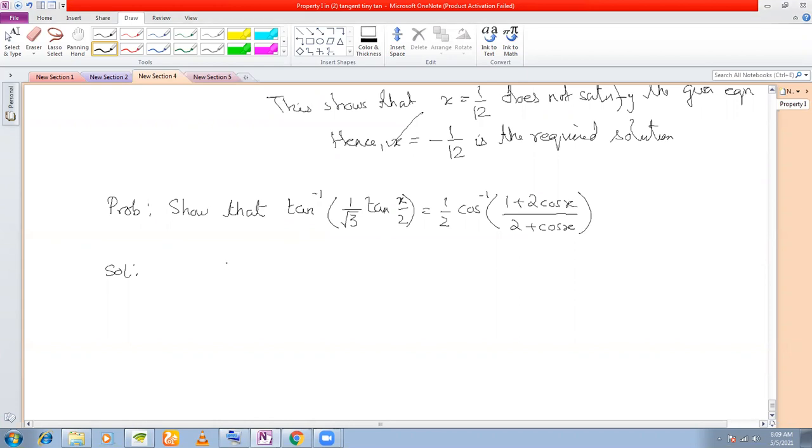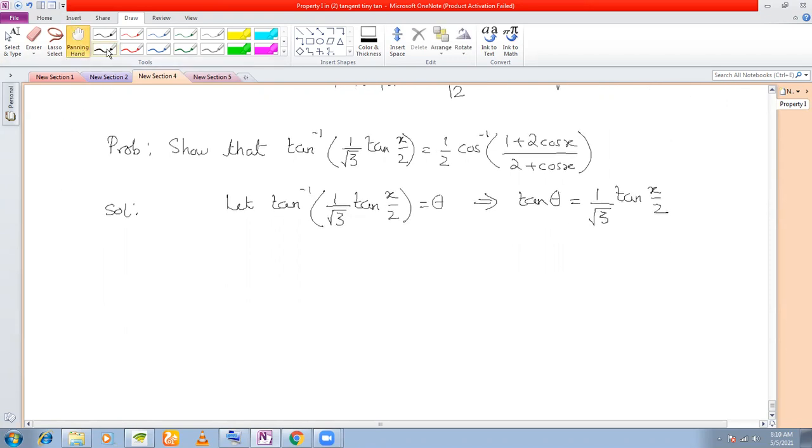You take tan inverse of whatever is given to you, as theta. Okay. So therefore, what you get? You get tan theta is equal to 1 by root 3 tan x by 2, right?